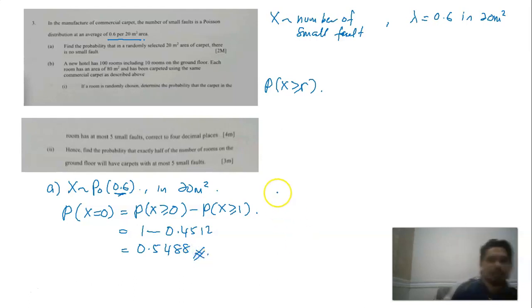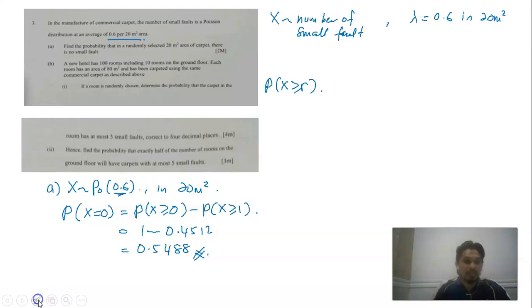Okay, a new hotel has 100 rooms, including 10 rooms on the ground floor. Each room has an area of 80 meters square and is carpeted using the same commercial carpet as described above. If a room is randomly chosen, determine the probability that the carpet in the room has at most 5 small folds, correct to 4 decimal places.